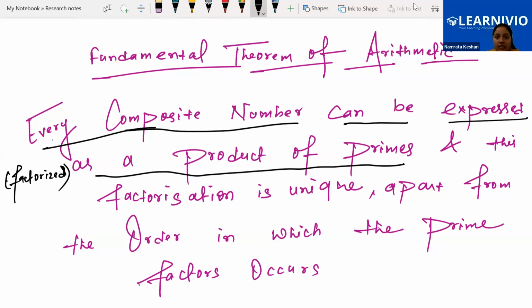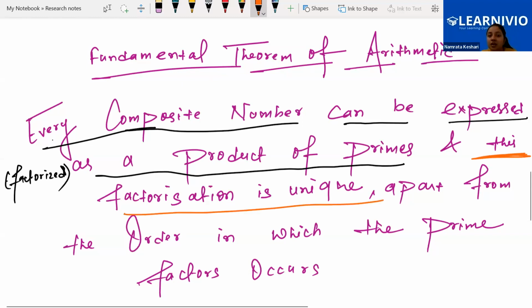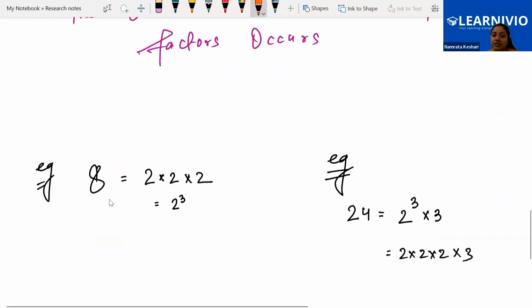And what about the next statement? What does the next statement say? The next statement says that this factorization is unique. Unique means no other number can be represented as 2 into 2 into 2. If we are writing 2 into 2 into 2, that is 2 to the power 3, it will only generate 8. Yes or no?